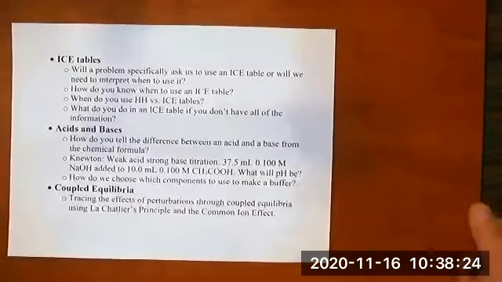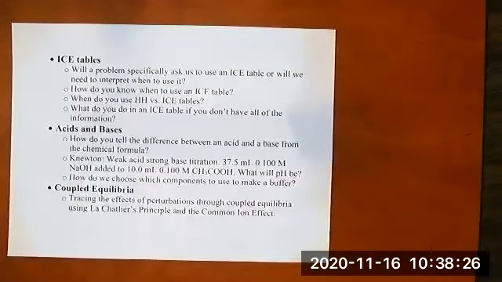How do you know when to use an ICE table? The idea of an ICE table is that it captures the reaction stoichiometry as a reaction proceeds to equilibrium. So if you have a system that starts away from equilibrium, or perhaps was at equilibrium and then was perturbed in some way, and you need to know something about it when it reaches equilibrium, that's when you use an ICE table.